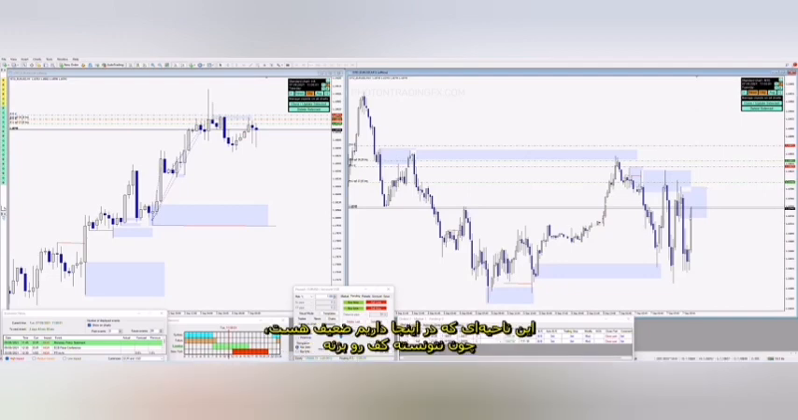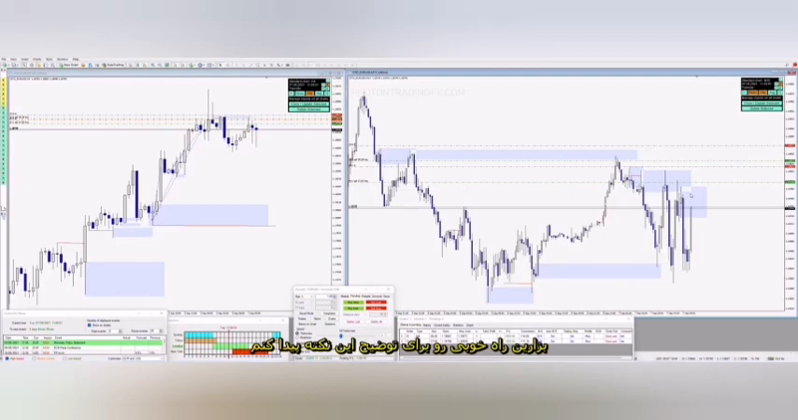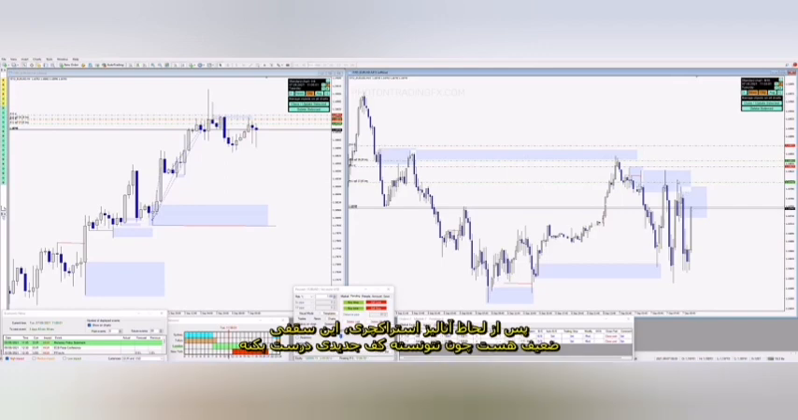Okay, so we have this zone here. It's weak because it's failed to take out this low. But this is where sometimes structure might not, well, how do I explain this? Okay, so this movement here, where we had this push down, it's failed structurally to take out the low, this low here. So that means where my mouse is now is, from a structure standpoint, a weak high because it's failed to make a new low.